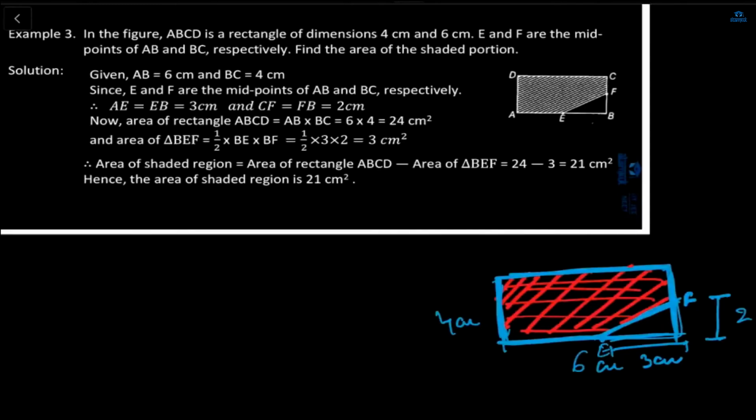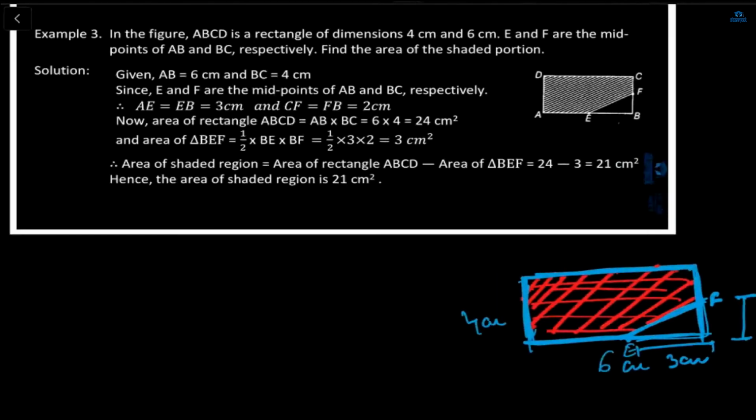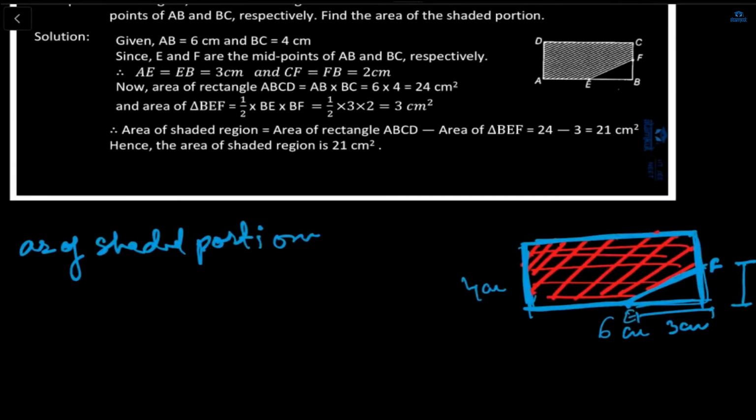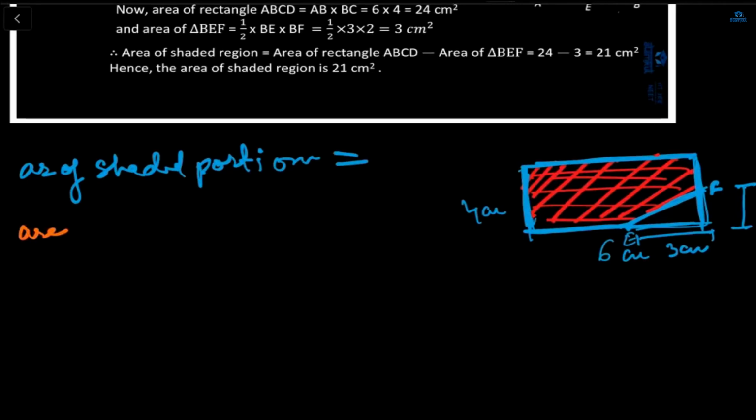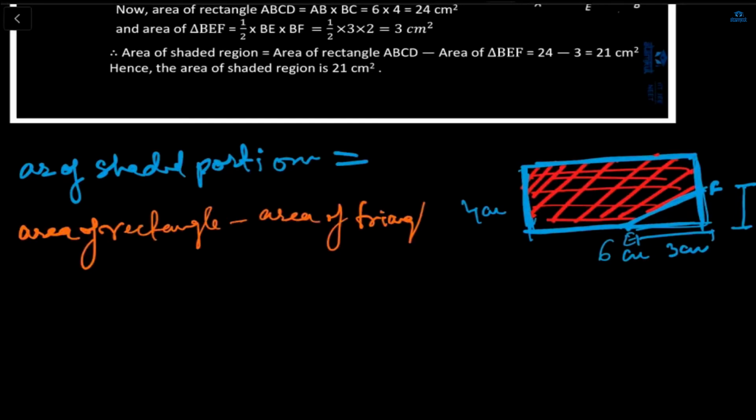So you have to find out the area of the shaded portion, and you can see that the small triangle is not shaded. So we have to exclude that small triangle area from the whole rectangle area. So the easy way is to find out the area of the shaded portion. Ma'am, I already calculated. I got 21 centimeters squared. Yeah, very good. Correct answer. So area of shaded portion is equal to area of rectangle minus area of triangle. And area of rectangle is 4 into 6.